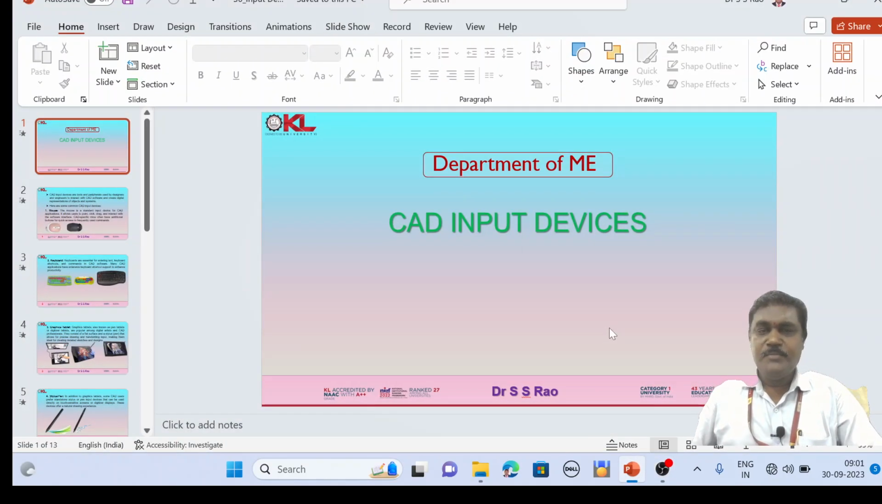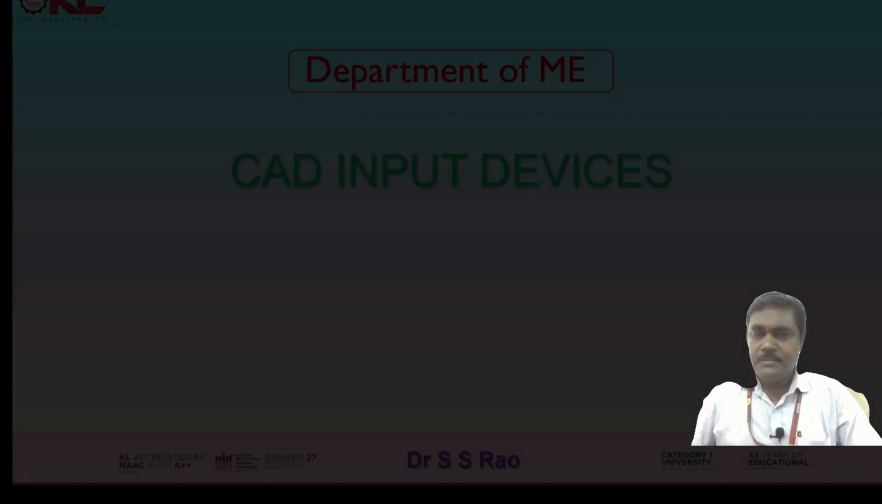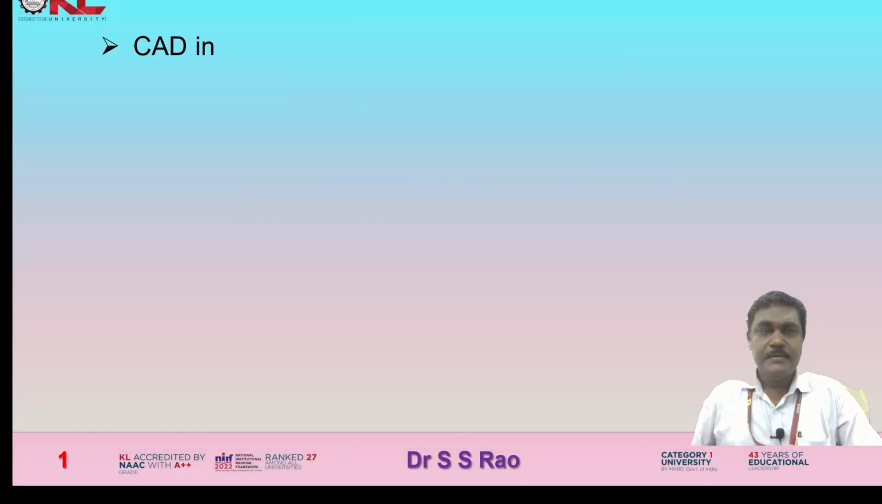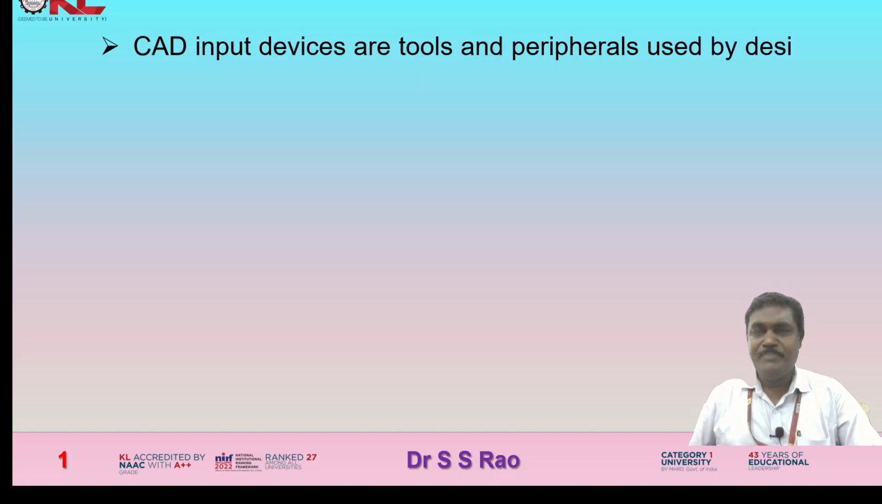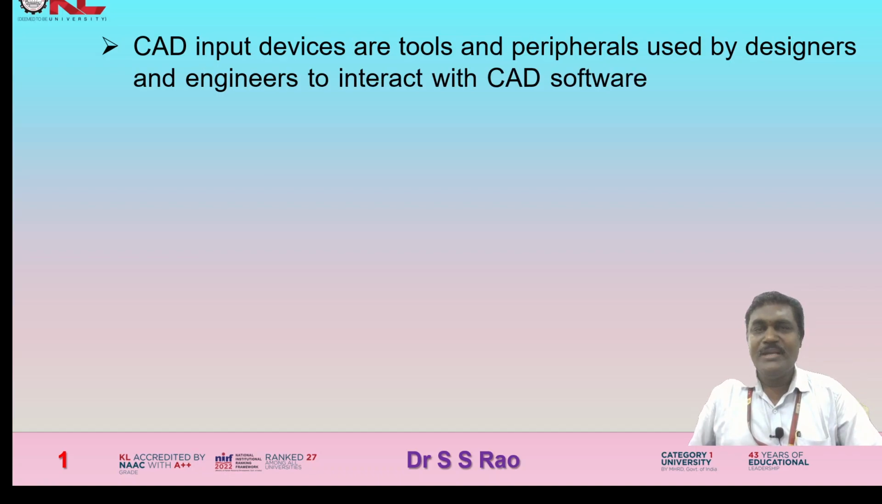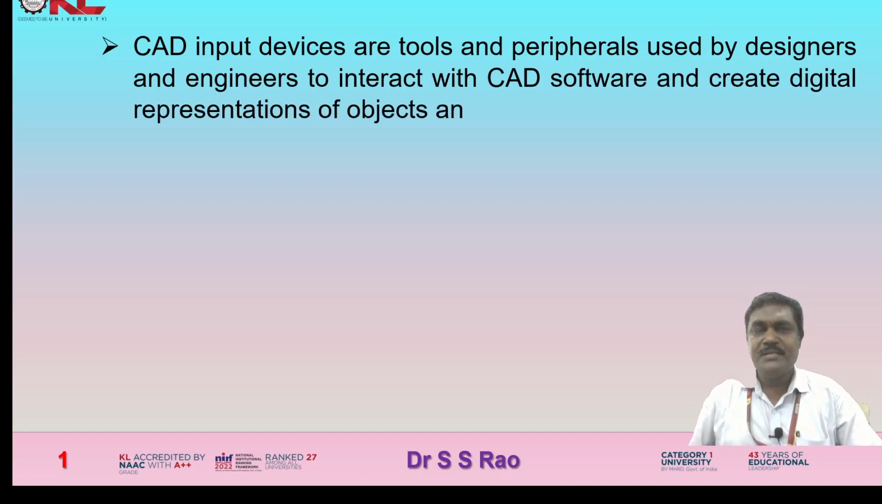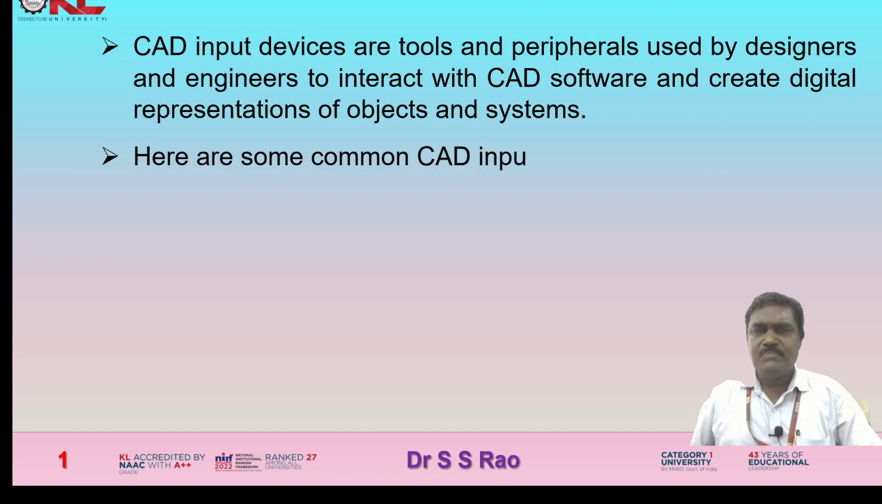So in this video, I'm going to explain what the different input devices used in CAD are. CAD input devices are tools and peripherals used by designers and engineers to interact with CAD software and create the digital representations of objects and systems which we are going to develop. Here are some common CAD input devices.